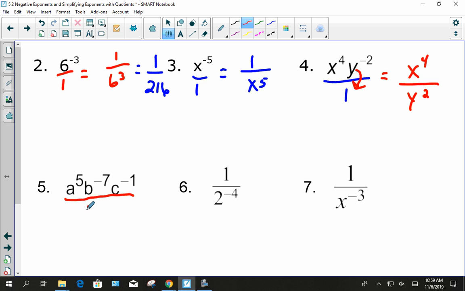So here, there's a 1 on bottom. B to the negative 7 must move down. C to the negative 1 must move down. A to the 5th power gets to stay on top. B to the 7th moves. C to the 1 moves. And that's your answer. There it is.